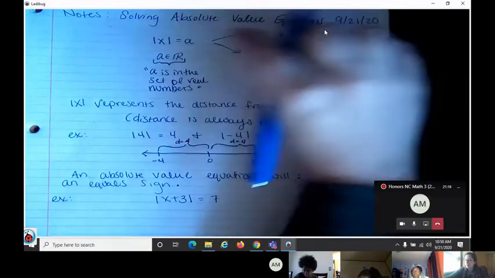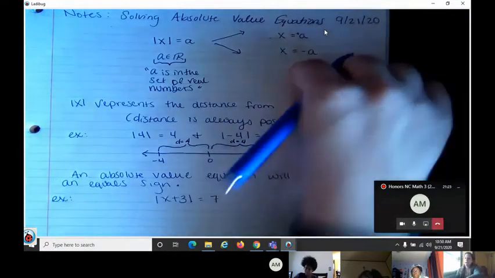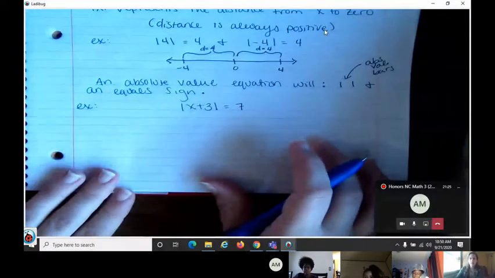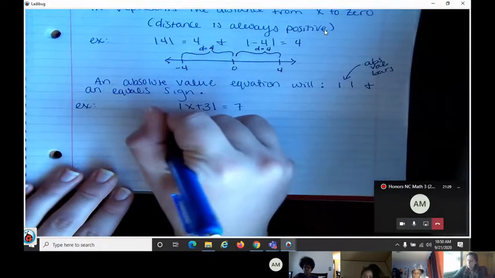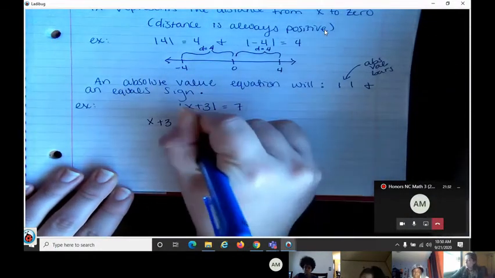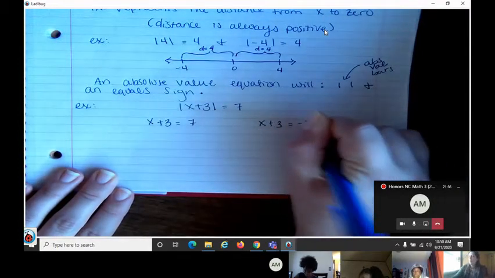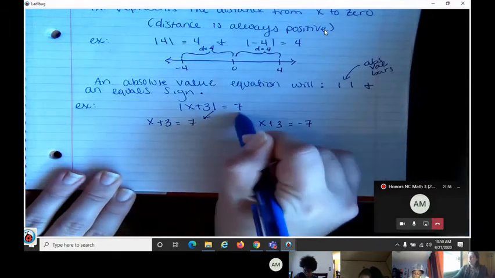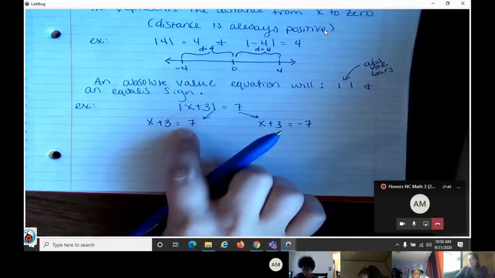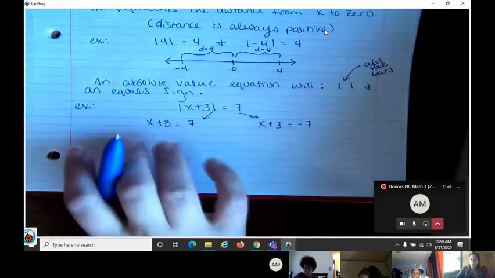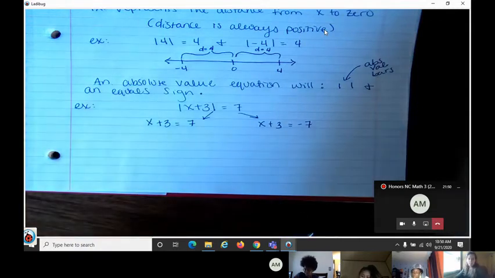That x inside the absolute value could have been positive or it could have been negative, okay? So we can have that x plus 3 could be equal to the positive value, or x plus 3 could be equal to the negative value. When we split up the equation into its two components, we have a positive and a negative, and we drop the absolute values. Okay, questions about that step?